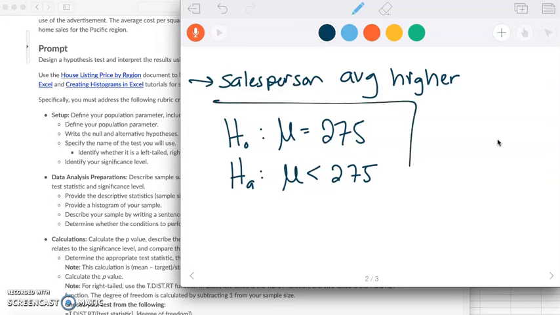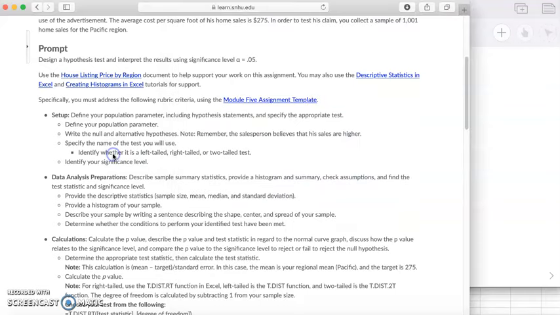This is important. You need to get off on the right foot in order to be able to do this correctly. Now remember, it says identify if it's a left-tailed, right-tailed, or two-tailed. Remember, when your alternative is greater than, that's right-tailed. When it's not equal to, that's two-tailed. And if it's less than, that means it's left-tailed. These are important things in order for you to do the rest of this report correctly. So I think it's important that you know these things.